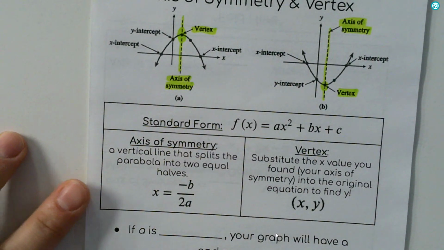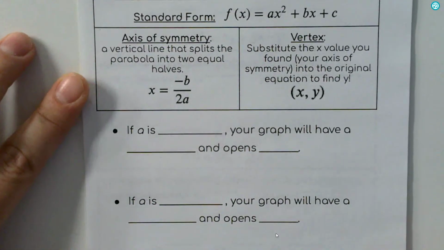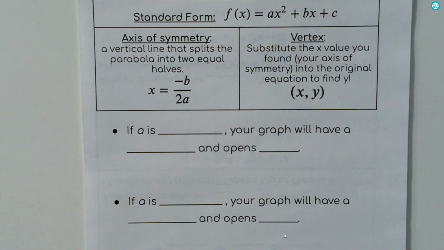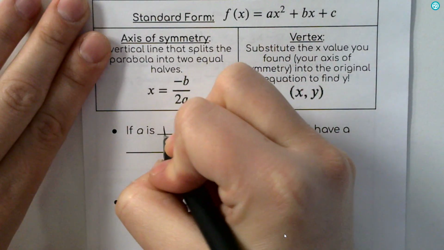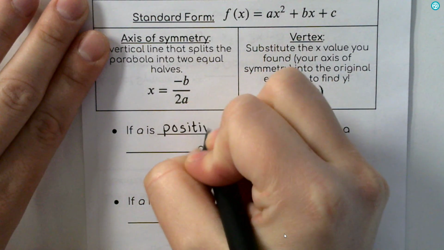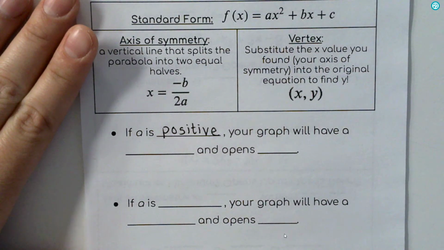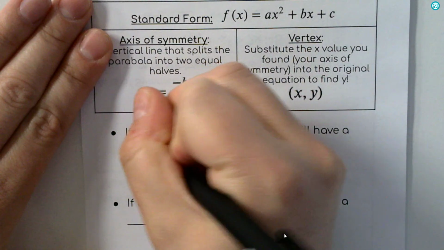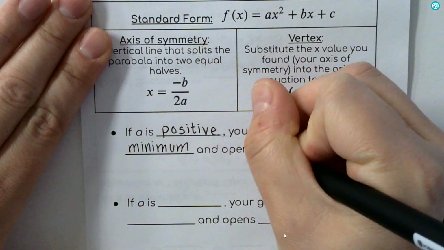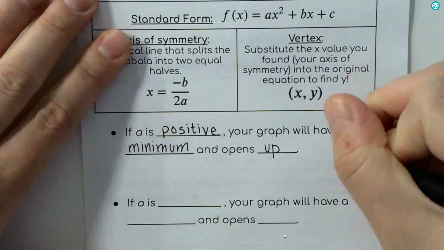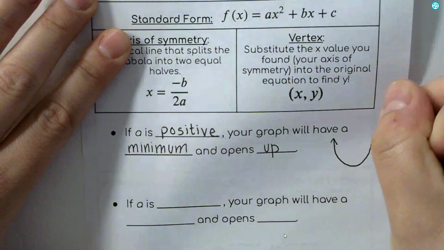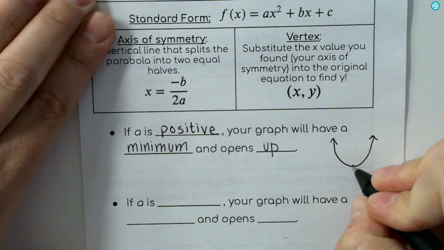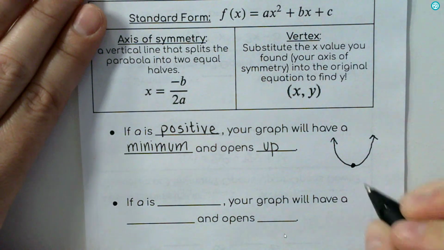We are also going to be looking at our graphs and determining whether they're going to open up like this or open down like this. So that's what these blanks are for. If a is positive, so if our a value is positive, your graph will have a minimum and it opens up. I'm going to draw a little picture of that. So if a is positive, your graph will look like this, and that will be the minimum.